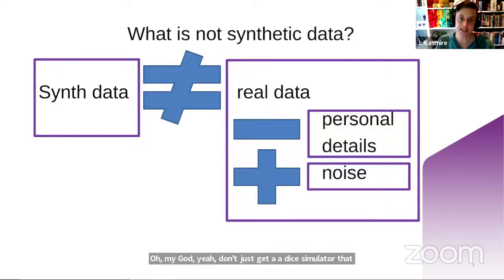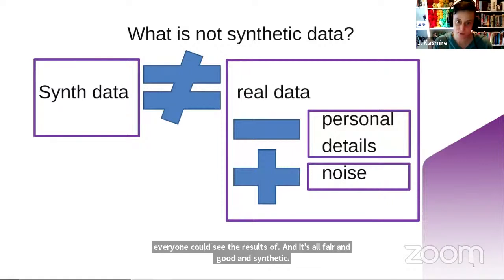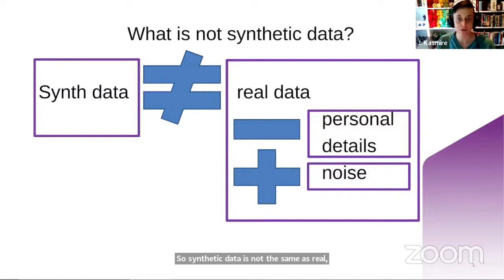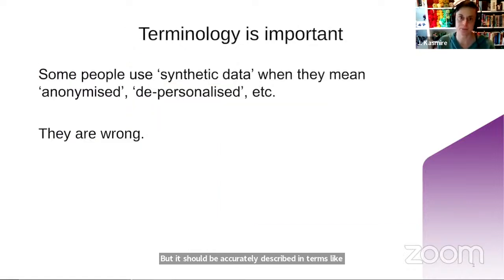So synthetic data is not the same as real observationally sourced data. We know that, even if the real observationally sourced data has been depersonalized or anonymized or noisified or otherwise treated to remove identification. This sort of depersonalized data is very important, but it should be accurately described in terms like anonymized or depersonalized. It is not synthetic. Some people say synthetic when they mean anonymized or depersonalized. They are wrong.